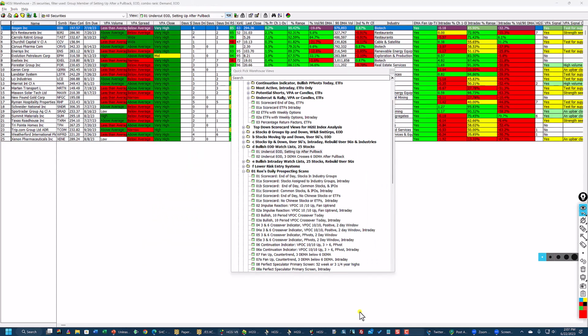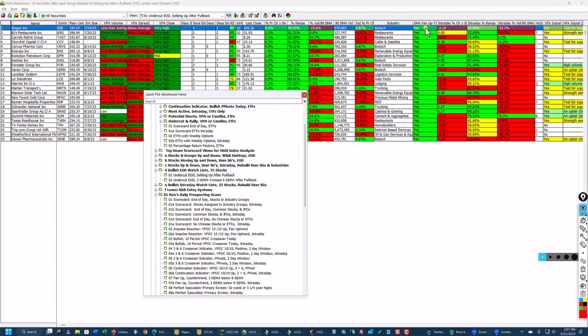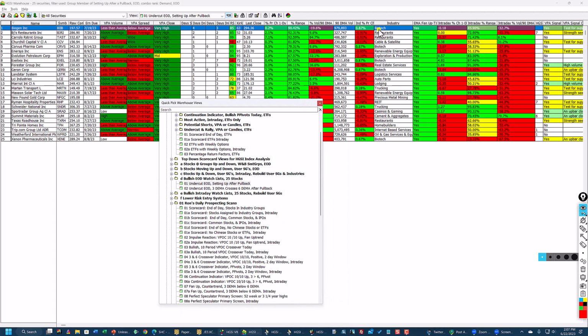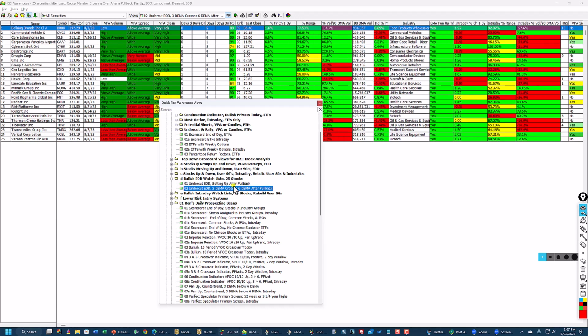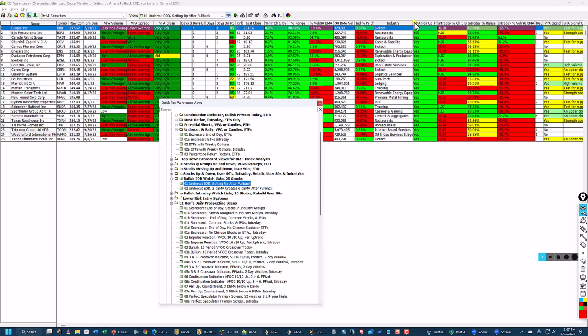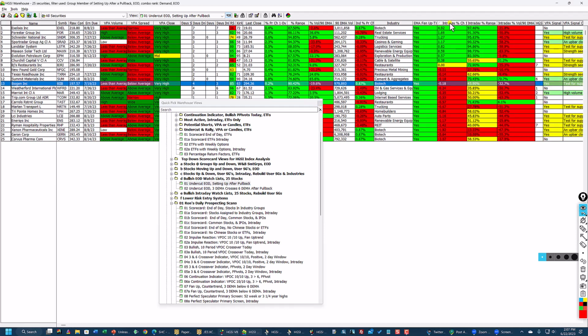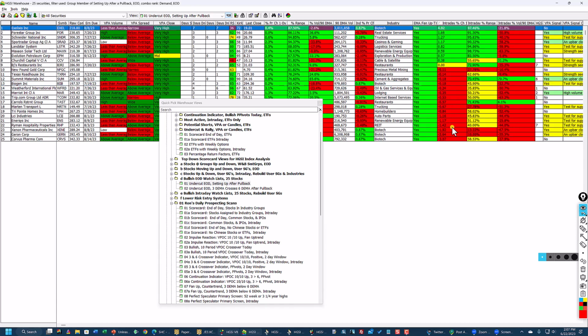Let me pause. I said to go down to an intraday view, but I'm going to do that in a minute. I've made some changes here. So this is right here, this view under D, end of day watch list. Setting up after the pullback and an undercut after the pullback. Now, I do have columns right here for intraday, so you can see that even though these are end of day, you can track them intraday to see which ones are going up and which ones are going down. See if these are working.